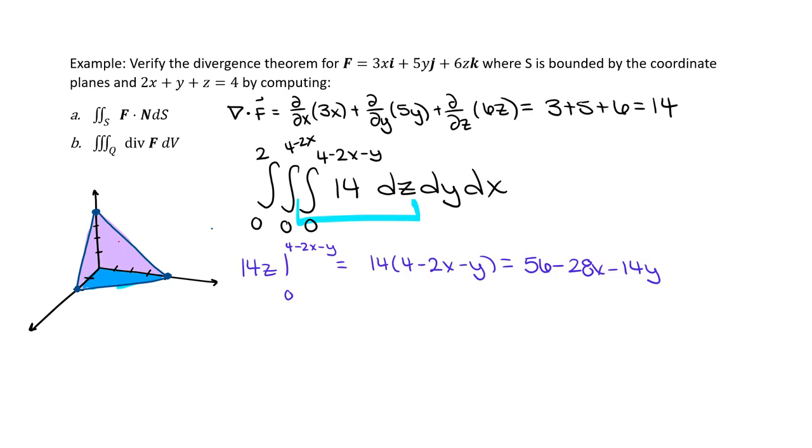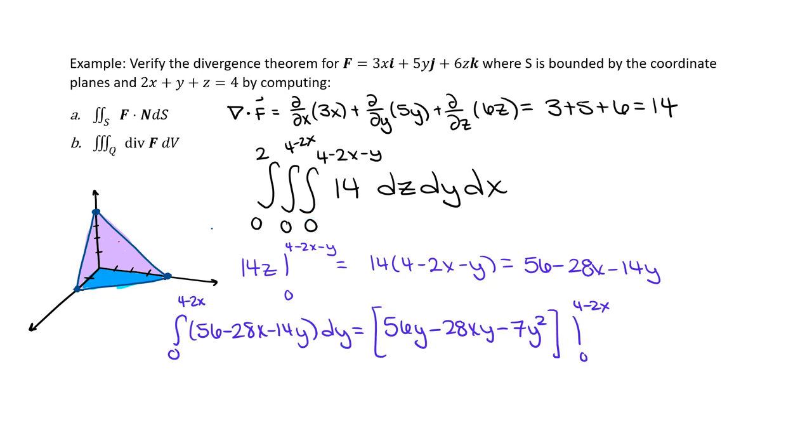All right, so we'll solve this integral. Inside integral, I get 14z, plug in my bounds of integration, and I get 14 times 4 minus 2x minus y. I think I said that wrong. 14 times that plane, which was 4 minus 2x minus y. I distributed the 14, so that's how I got the 56 minus 28x minus 14y.